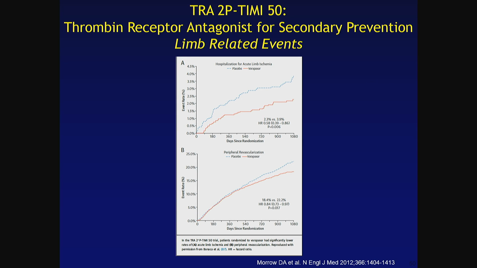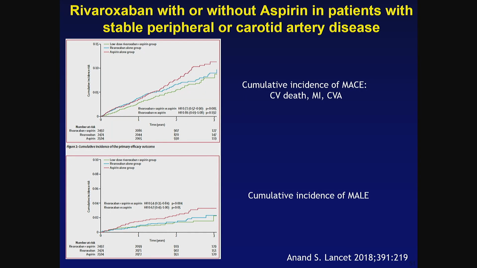However, patients with peripheral artery disease did experience a reduction in limb-related events, and so there was a reduction in the risk of hospitalization for acute limb ischemia in patients with peripheral artery disease, and reduction in the need for repeat revascularization. This led to use of this agent for a period of time in high-risk vascular patients, but its use has been mitigated by the increased bleeding risk.